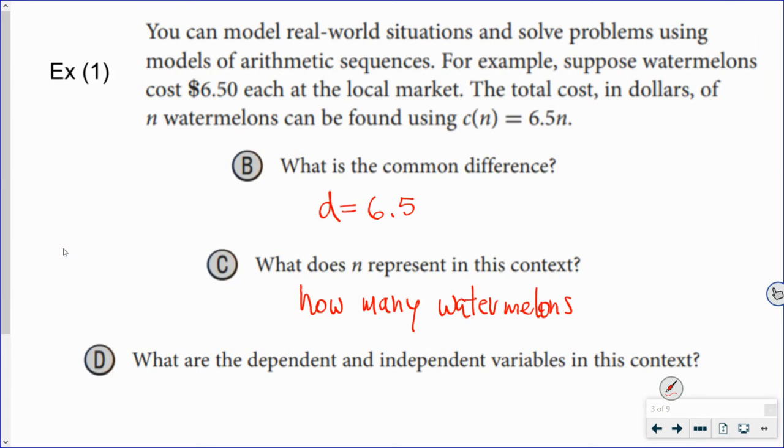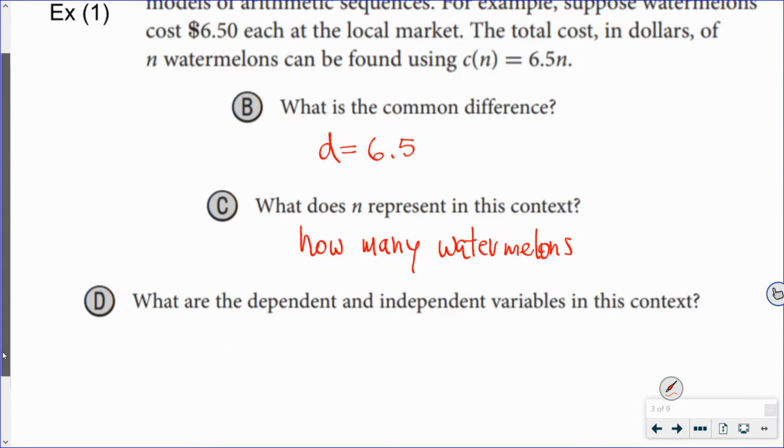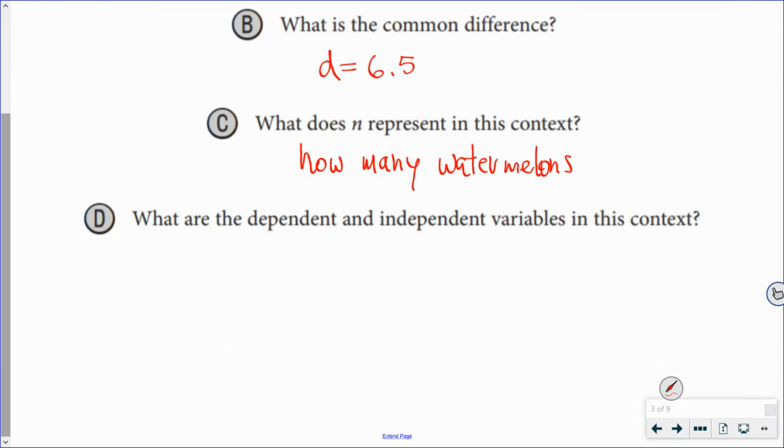How many? Okay. And if I think about that in terms of dependent and independent variables, the independent variable has to be the number of watermelons because the cost depends on how much I buy. Those are easy to mix up. So my independent variable is N, or the number of watermelons.